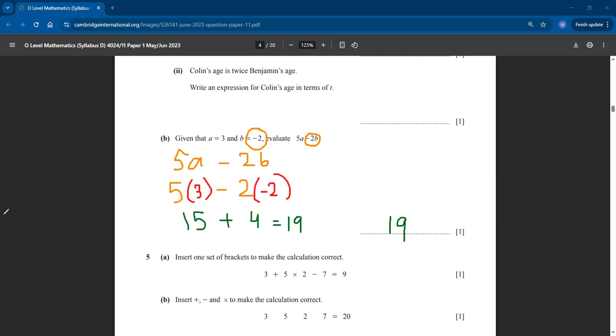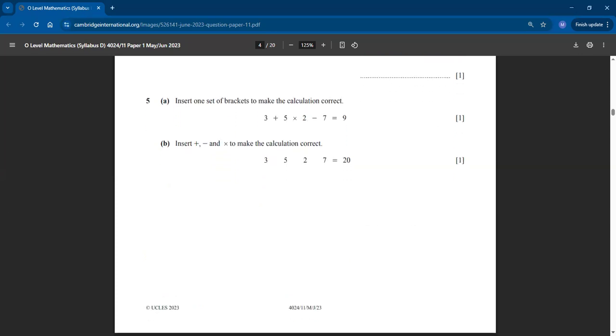Let's quickly take a look at question number 5 now. Insert one set of brackets to make the calculation correct. Okay, so now this is obviously a question related to trial and error. You'll have to see where to insert the brackets. So let's try inserting the brackets around the 3 and 5, and let's see if that makes sense. Now remember that BODMAS is being tested over here, okay? And according to BODMAS, the bracket needs to be solved first.